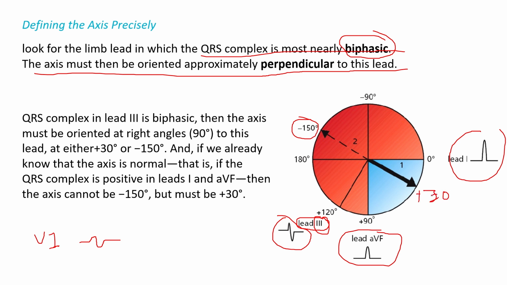Okay, and which one do we choose in this case? Now we have two options: whether we choose 150 as the answer or plus 30 as the answer. We choose the answer based on the axis. If the axis is normal, as we said it's normal, both lead AVF and lead 1 are positive, you will choose the positive one that's lying in the normal side. So in this case, the patient has a normal axis with the angle of plus 30. That's everything.